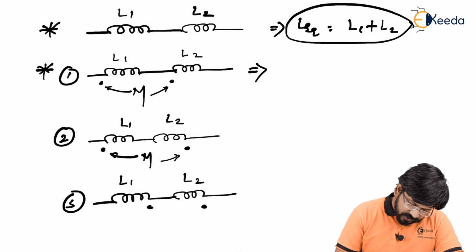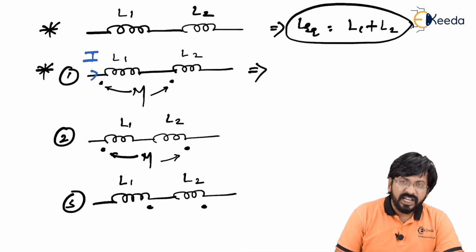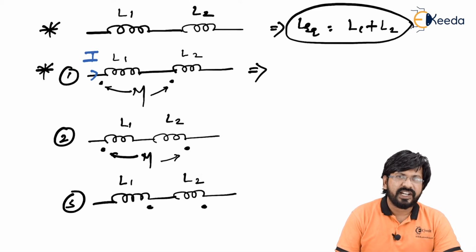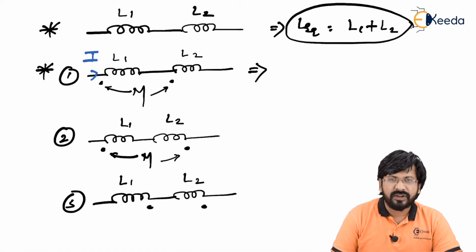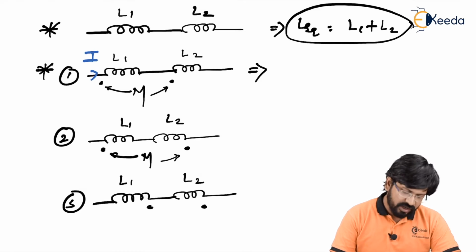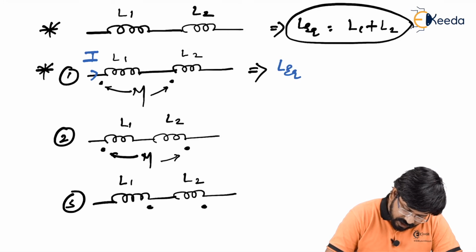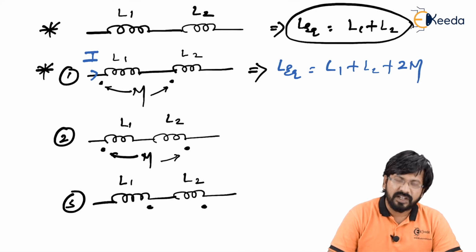You can do one thing: just send some current through L1 and check whether it is entering into the dot first or entering into the coil first. If it enters into the dot first, it is considered as entering by the dot. Even for the second coil, it is entering by the dot. When it is entering by the dot for both, L equivalent is given simply as L1 plus L2 plus twice of M, where M indicates mutual coupling.